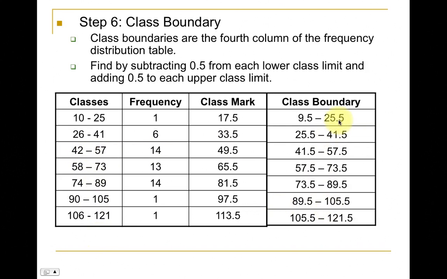Now, what you notice happening with class boundaries is that it reduces any gaps in data. It basically turns discrete values into continuous values. Notice how there's a jump between 25 and 26. So a value, for example, of 25.5 doesn't have any place to go. There's a gap between 25 and 26. There's a gap between 41 and 42.